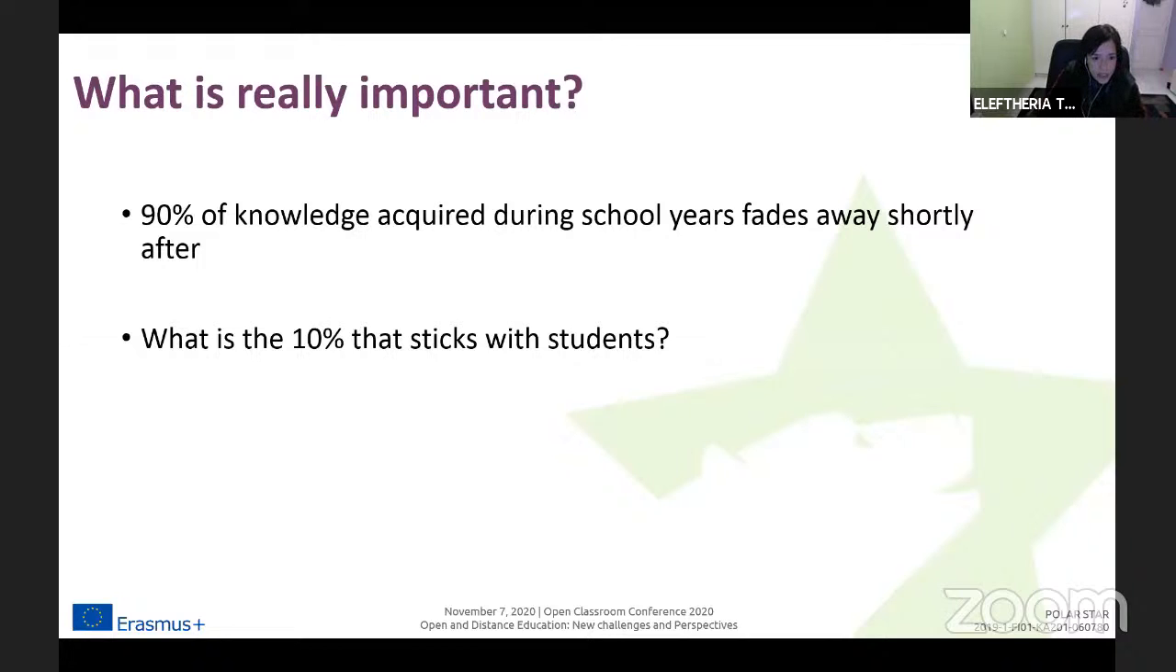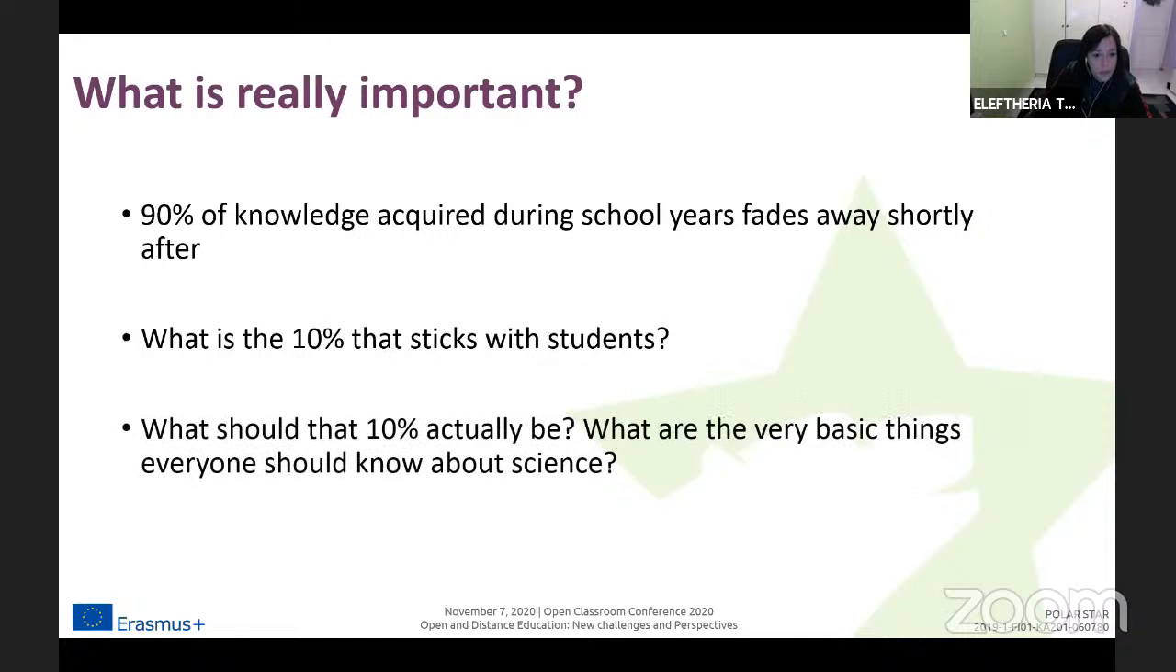quite incohesive. There are random pieces of information that students might remember for the most unexpected reasons, and not necessarily because these are the 10 most important things that they learned out of 100. So it's usually scattered knowledge that is not really meaningful or useful to them anyway. So if we could change that around, what should that 10% actually be?